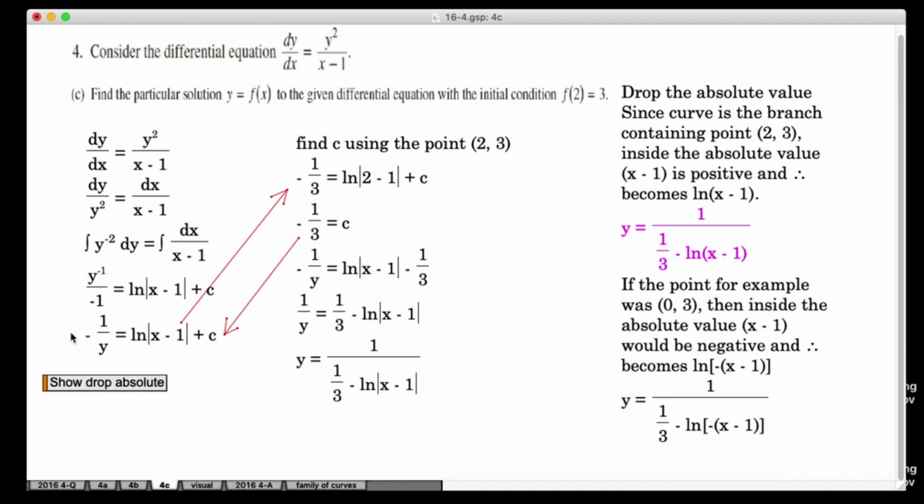I put minus 1 out front, because positive divided by negative is a negative, and y to the minus 1 power becomes 1 over y. Okay? And I'm not going to do any more with this. Now I'm going to find the constant of integration.